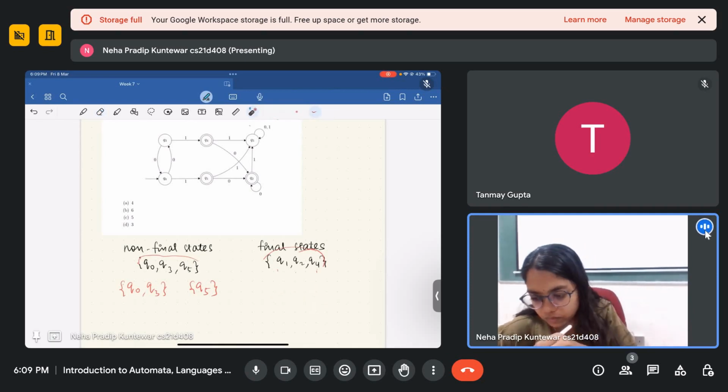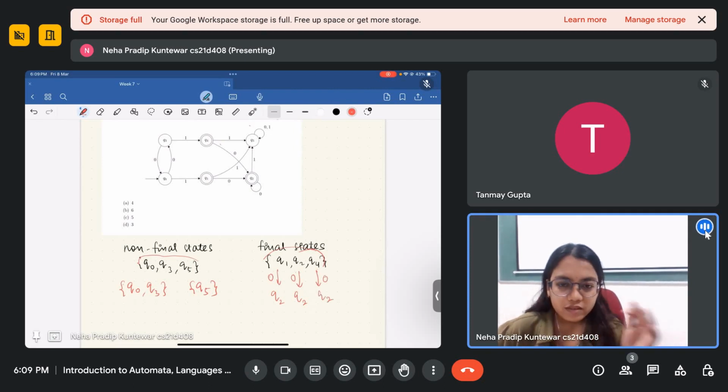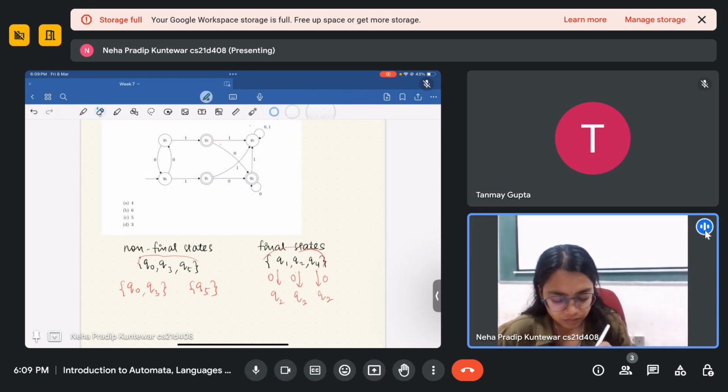So if you read a 0 from Q1, then you go to Q2. If you see a 0 from Q2, then again you go to Q2. And if you see a 0 from Q4, then again you go to Q2. So again, in this case, whether you read a 0 or you read a 1, it goes to the same state. So we can't continue the process further. So hence, this gives you the minimum automaton.